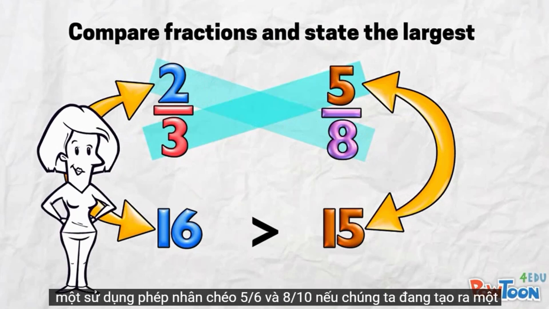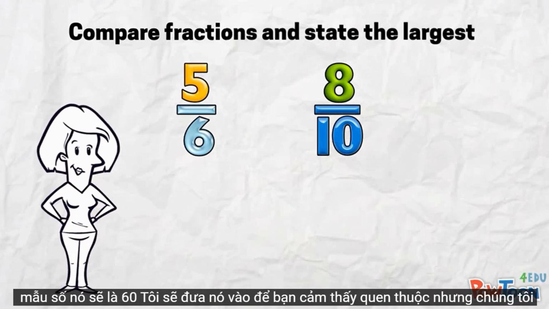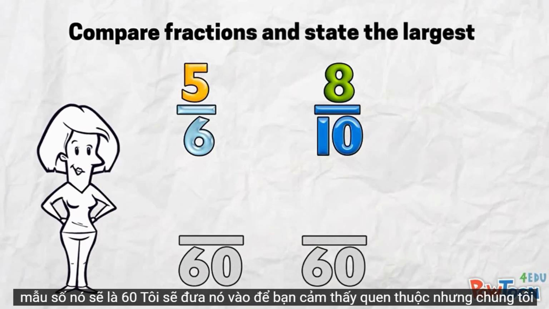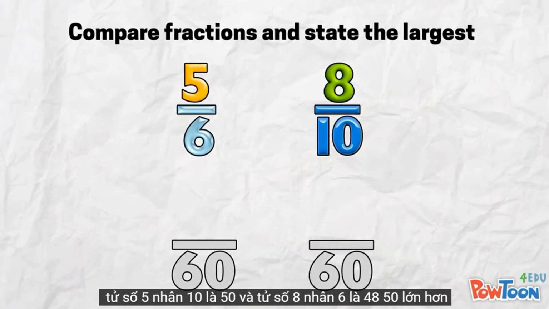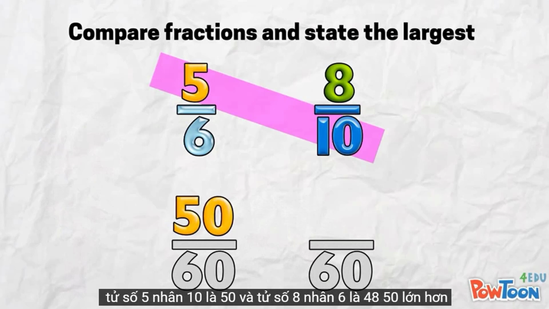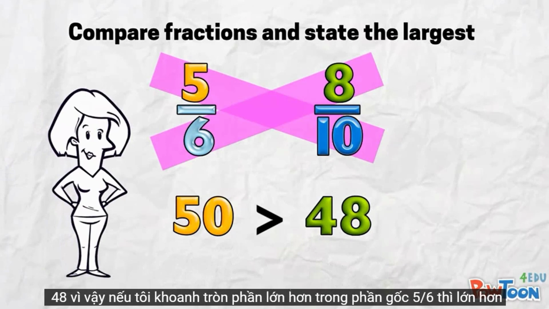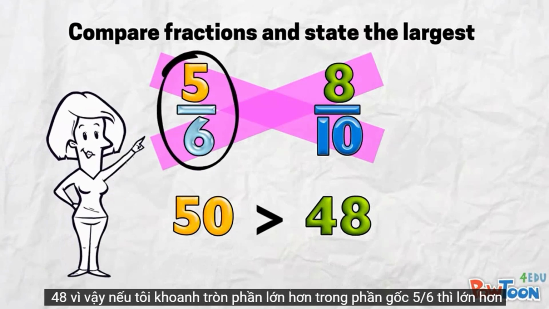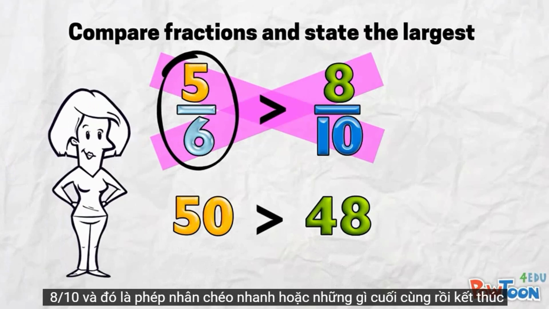Let's do another one using cross multiplication. 5/6 and 8/10. If we were making a common denominator, it would be 60. I'll put it in so it feels familiar to you, but we know we don't need it. The important thing here is what's going on with the numerators. 5 times 10 is 50, and 8 times 6 is 48. 50 is greater than 48, so if I circle the greater fraction in the originals, 5/6 is greater than 8/10. And that is cross multiplication.